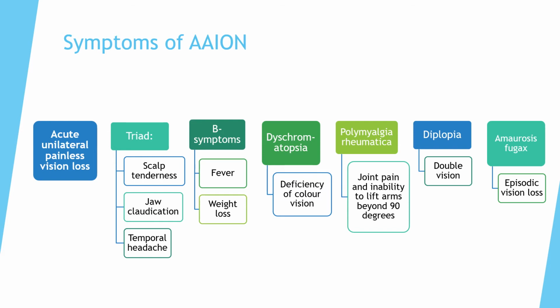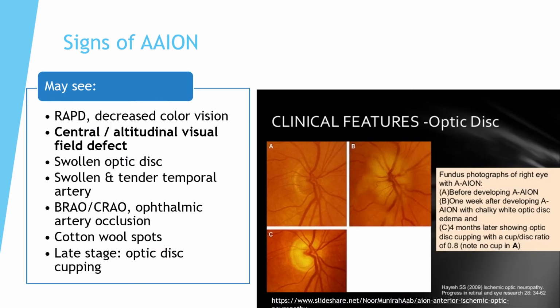With AAION testing visual field, you'll notice that the patient often has central or altitudinal visual field defect. Upon observing the pupils, the patient will have an RAPD or a relative afferent pupillary defect. This can be confirmed by a swinging flashlight test.